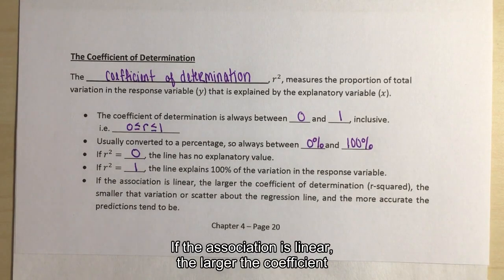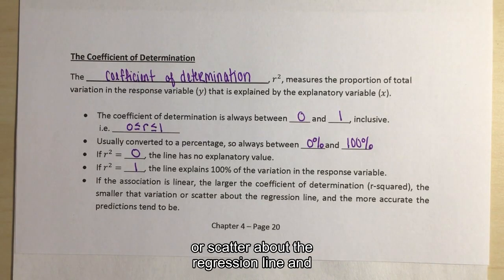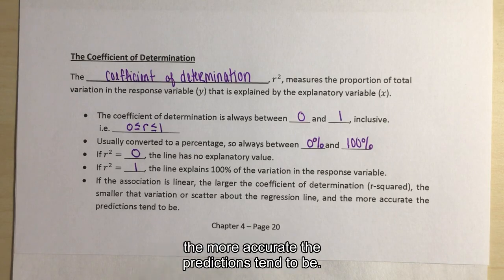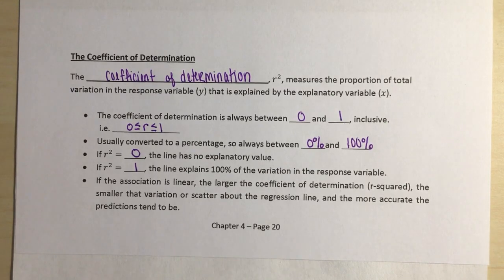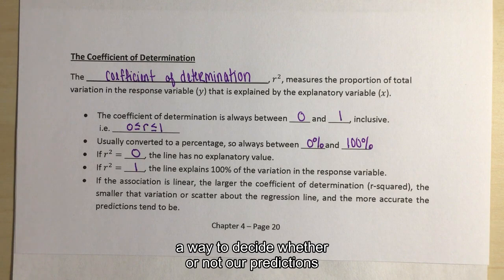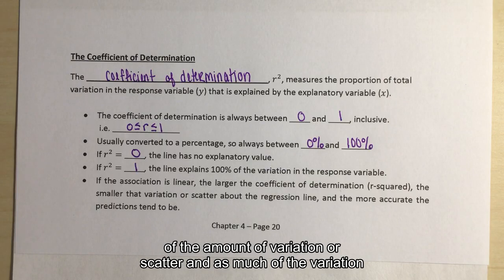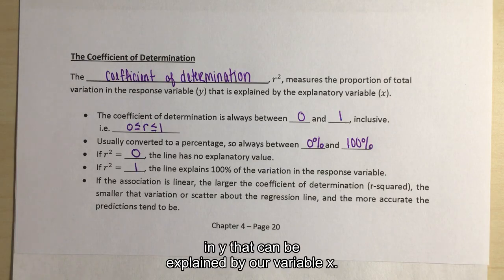If the association is linear, the larger the coefficient of determination, the larger the r squared value is, the smaller the variation or scatter about the regression line, and the more accurate the predictions tend to be. So what our coefficient of determination gives us is a way to decide whether or not our predictions are going to be accurate, and give us a better idea of the amount of variation or scatter, and as much of the variation in y that can be explained by our variable x.